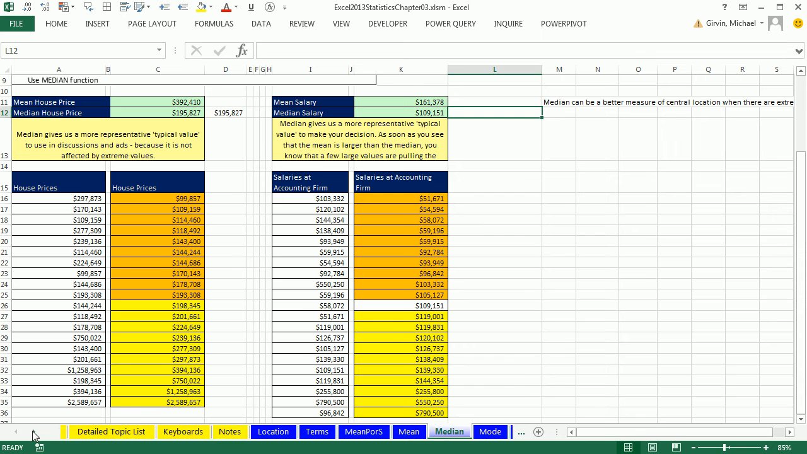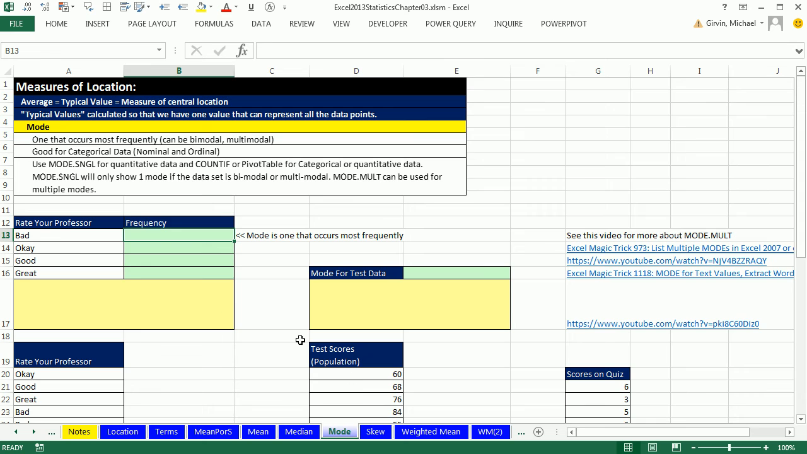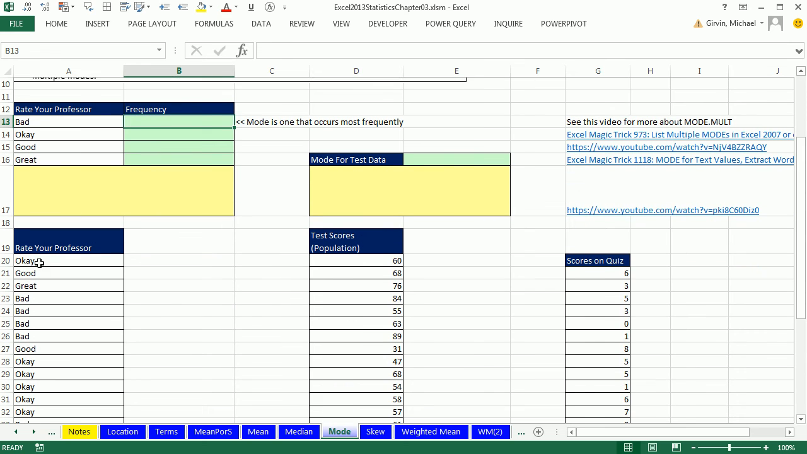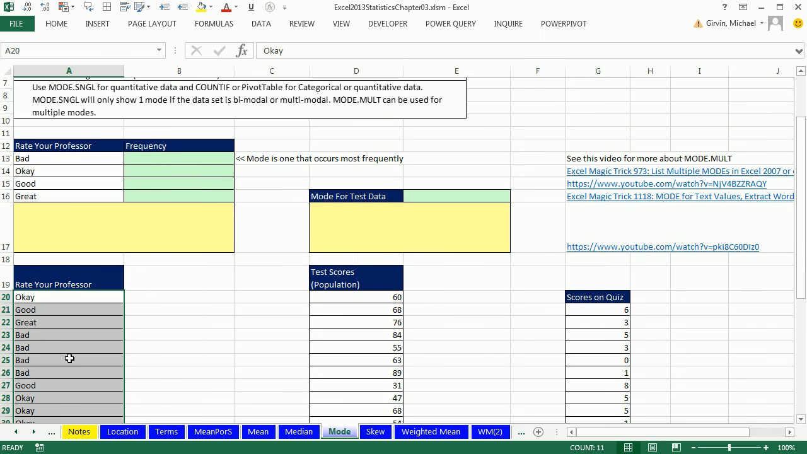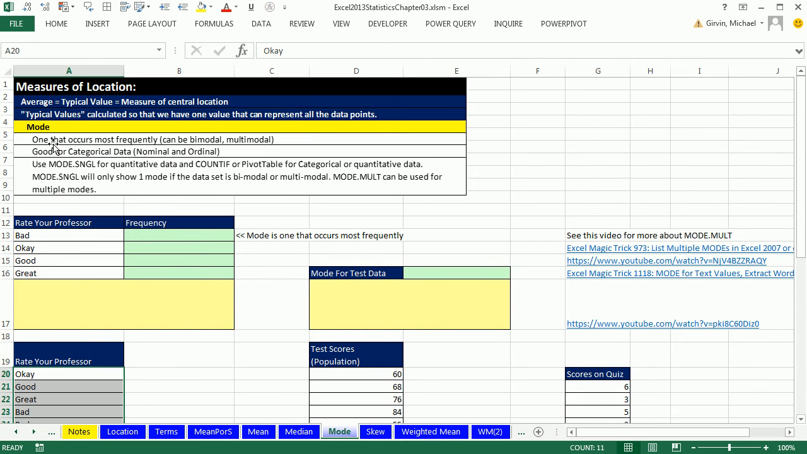We need to talk about one other type of average. And we're going to go over here and click on the sheet mode. Now, what in the world do we do with nominal, or in this case, ordinal data? We cannot use the mean. So we can't use the median either. We need to use the mode. And all it does is it counts. It's still an average typical value, a measure of central location. We're going to count each one of the different categories. For rating your professor, the one that occurs most frequently will be our mode.